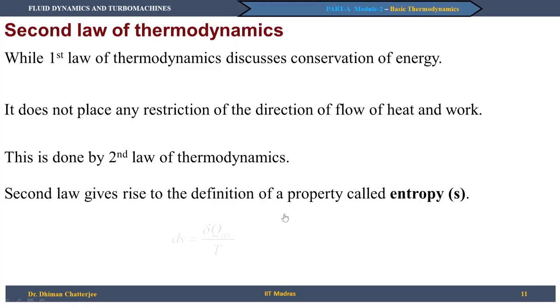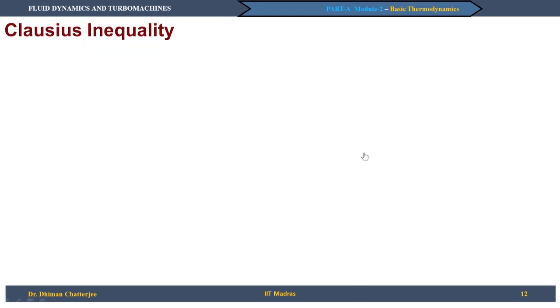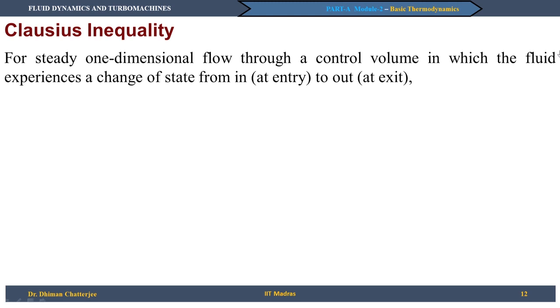The second law also gives rise to a property called entropy, and it is defined as ds equal to del q reversible by T. We are talking about a reversible process. The next important thing we need is the Clausius inequality. For steady one-dimensional flow through a control volume in which the fluid experiences a change of state from in at entry to out at exit, we can write that the integral of del q prime by T from in to out is less than or equal to m dot (S out minus S in).